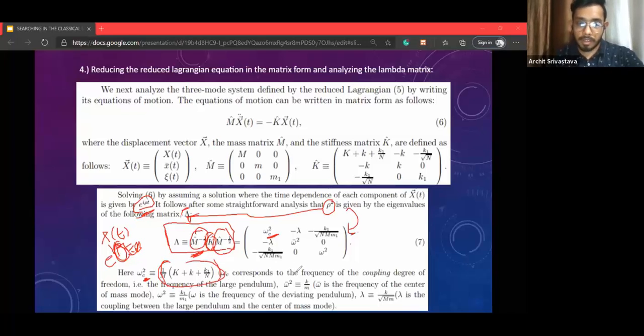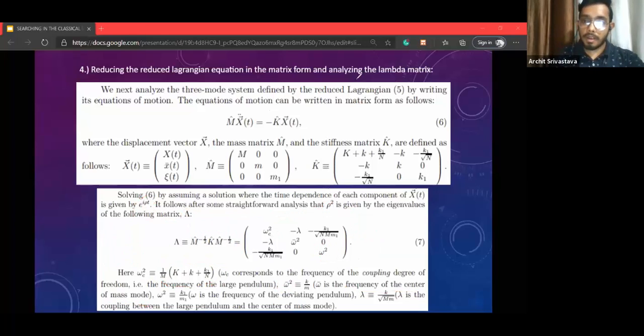Then we have this omega to the power minus 2 term. It is the frequency of the center of mass mode, the center of mass mode that we were talking about initially, where we defined the y term. And the omega squared term that we have over here represents the frequency of the deviating pendulum, the pendulum which is the shorter one. So quickly moving to the next slide.